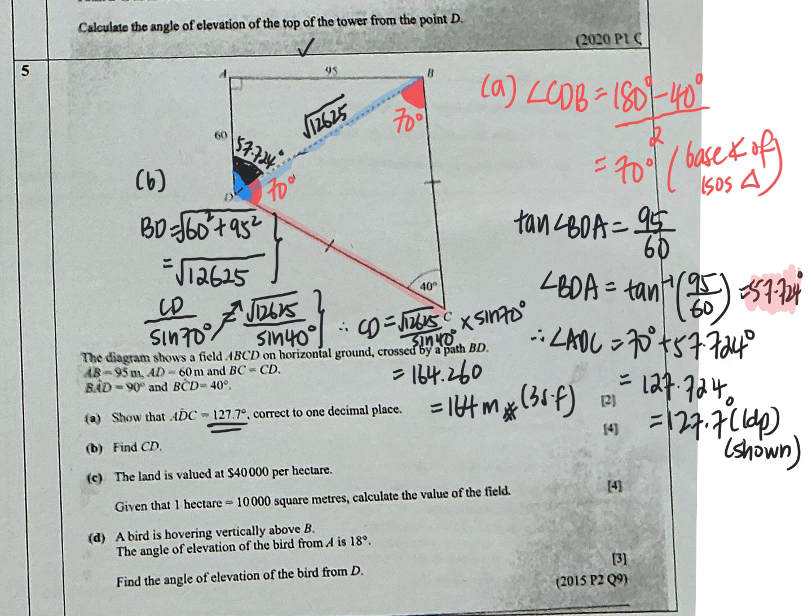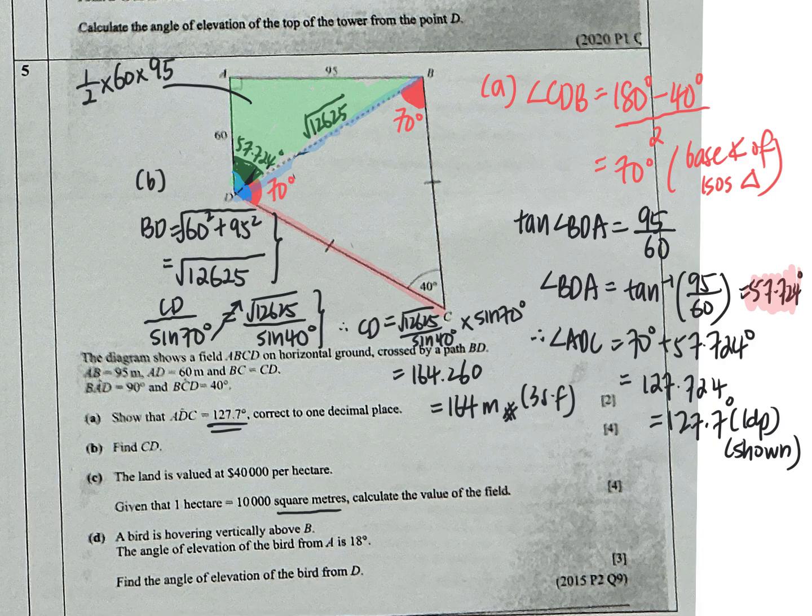Okay, next. Based on all the info I have, they want to find out the value of the field. And every hectare is actually priced at 40,000. But you can convert it from square meters. So make a guess. What are they trying to ask you to find first? Area, right? So you need the area of this entire plot of land. This one you can find easily. The green area is just half times base times height.